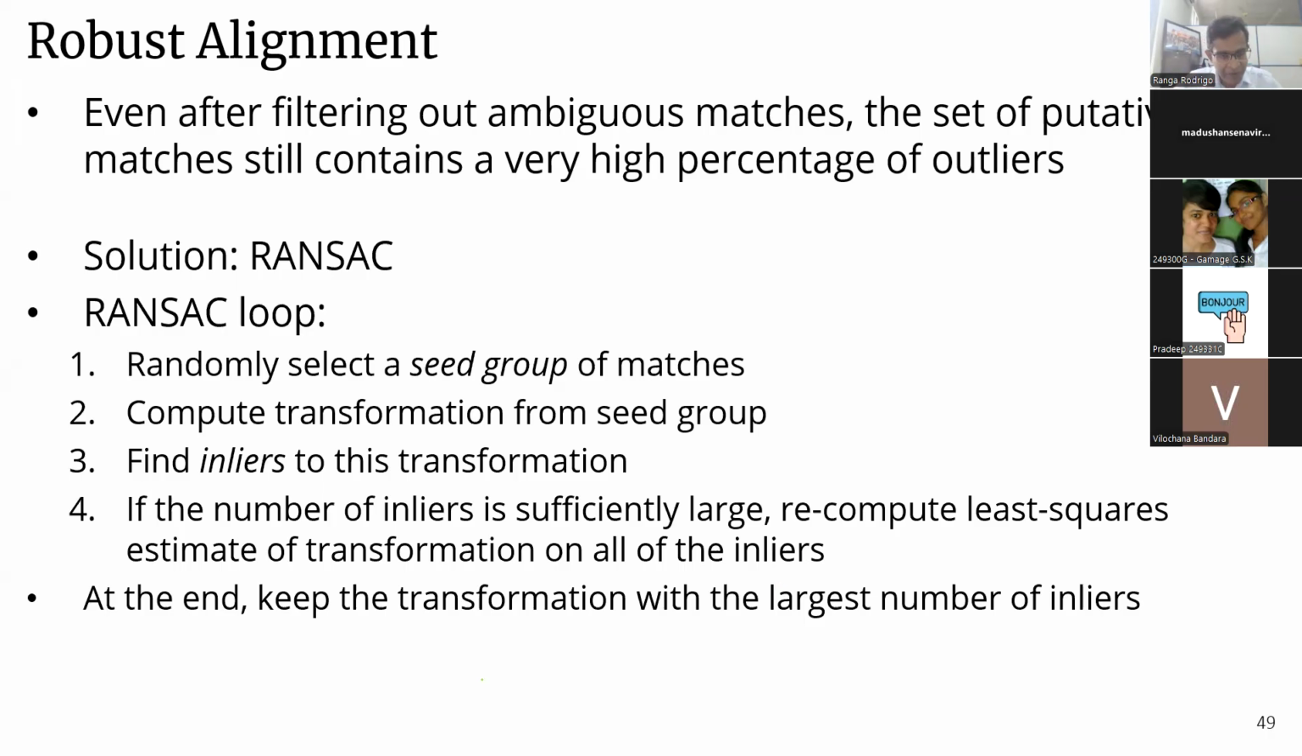Compute the transformation from this seed group. Find inliers in this transformation. So after computing the transformation, we do a matching and find the inliers. That means those that agree with this.